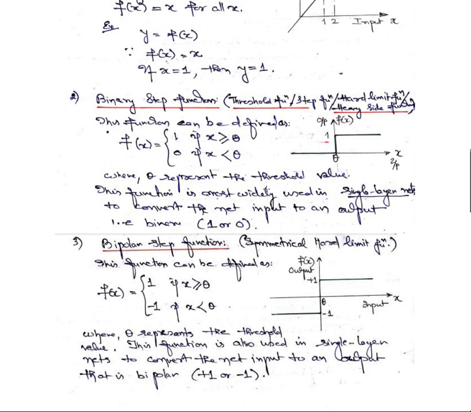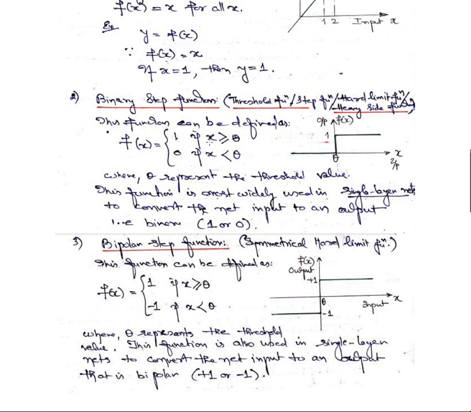Now let's go to the next, the binary step function. When we talk about a binary step function, it can be termed a threshold function, a step function, a hard limit function, or a Heaviside function. Several terms are used, and you can refer to the books and find these terms. Here the function is defined in terms of the point theta, which is the threshold level, shown over here.